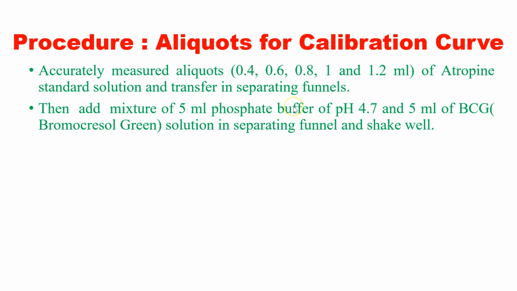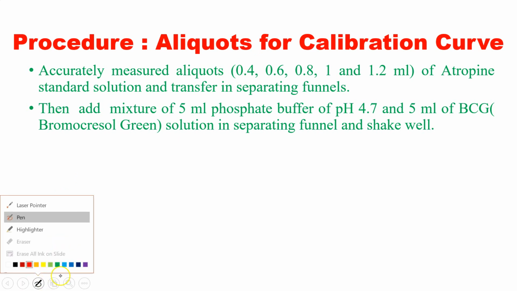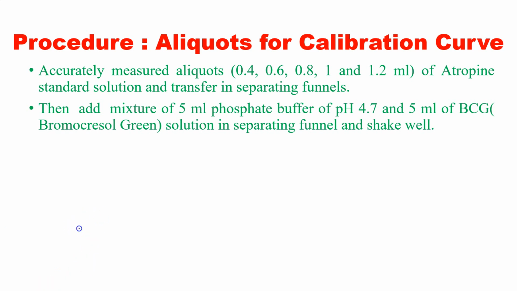Now in the separating funnel, see this standard atropine solution, that is the aliquots which we are taking. So it is like a separating funnel, I will draw it over here. So this is a separating funnel, and in this you have to take this atropine. I will write just A for atropine, and phosphate buffer, that is 5 ml.